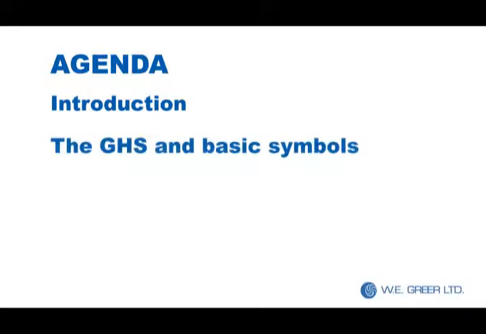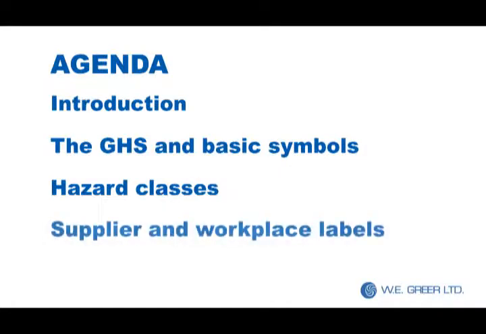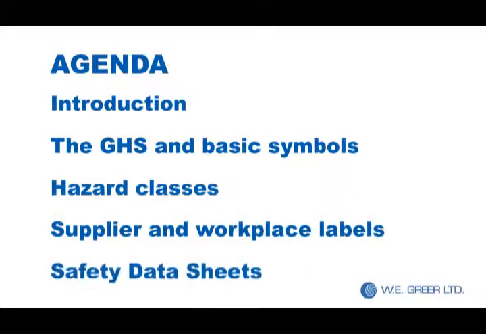In this presentation, we will introduce WHMIS and explain what it is. We will introduce the Globally Harmonized System, or GHS, and the basic symbols. We will outline the physical, health, and environmental hazard classes that these GHS symbols fall into. We will show you what to expect on supplier and workplace labels. And finally, we will go through the components of the Safety Data Sheet, or SDS.